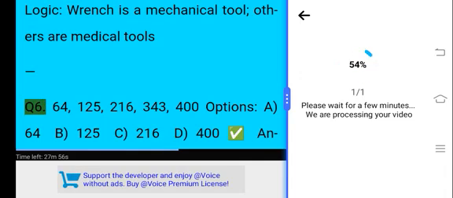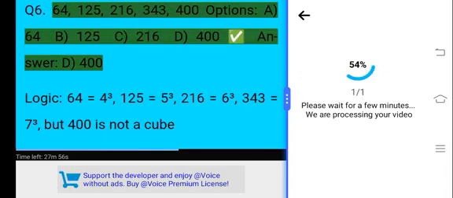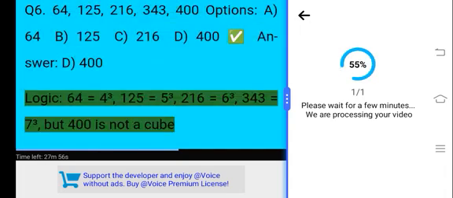Q6. 64, 125, 216, 343, 400. Options: A, 64; B, 125; C, 216; D, 400. Answer: D, 400. Logic: 64 equals 4 cubed, 125 equals 5 cubed, 216 equals 6 cubed, 343 equals 7 cubed, but 400 is not a cube.